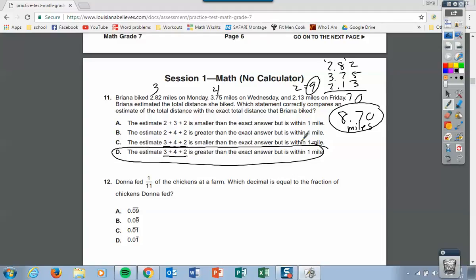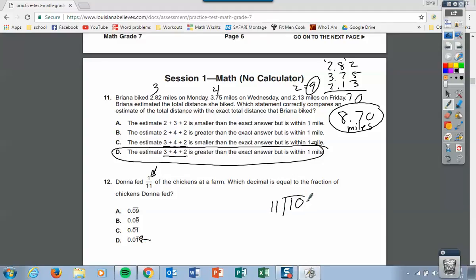Donna fed 1/11 of the chickens at a farm. Which decimal is equal to the fraction of chickens that Donna fed? Well, we can just start by saying that this is 1/11, very close to 1/10, which means that these two, which are both close to 1/100th, can automatically be knocked out. And then you just do some simple math of 1 divided by 11.